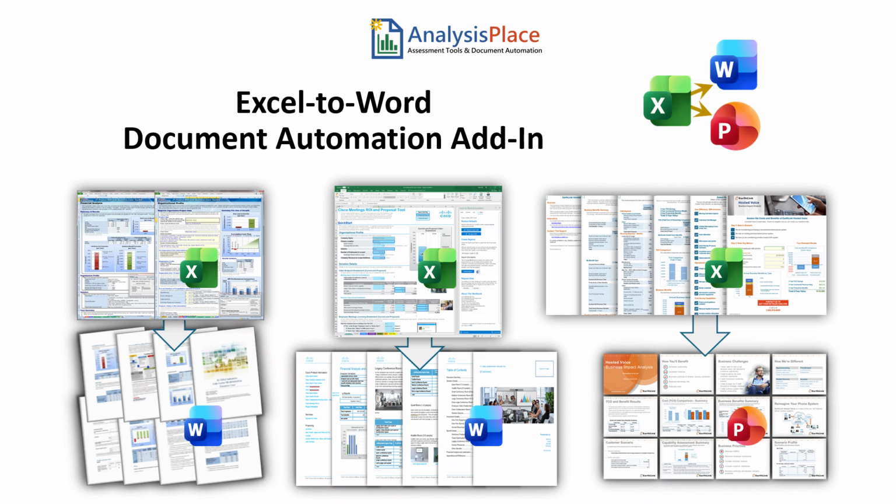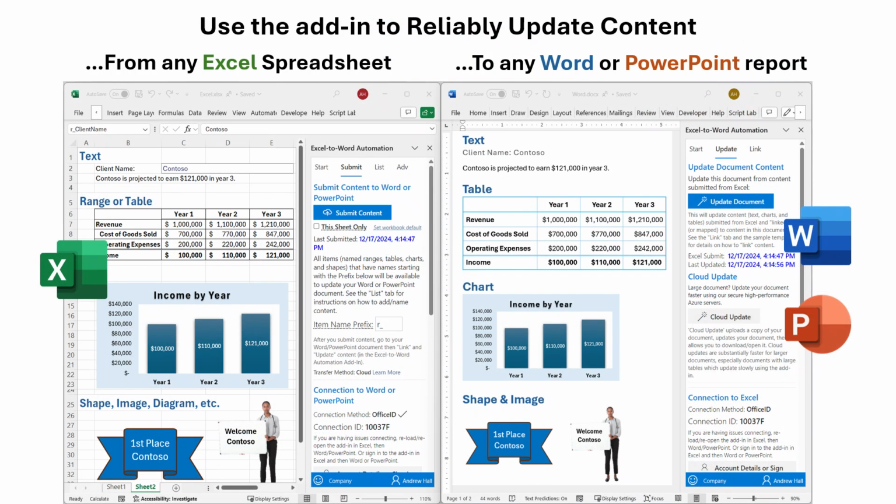Save time and increase accuracy with the Excel to Word document automation add-in. Automate your Word and PowerPoint reports from Excel content. The add-in allows you to update content from any Excel spreadsheet to any Word or PowerPoint report.